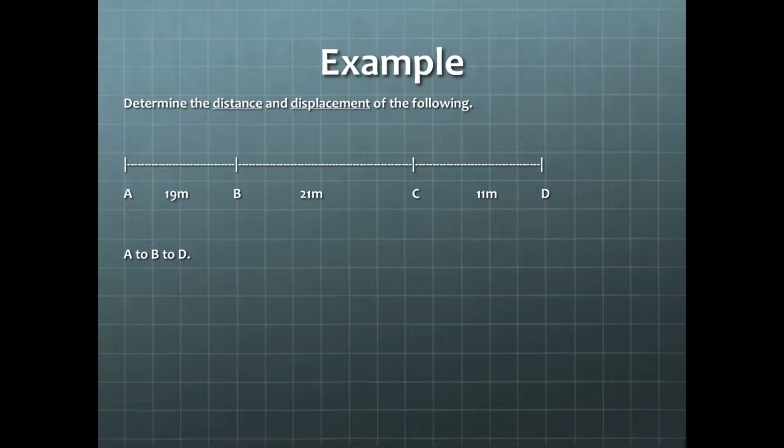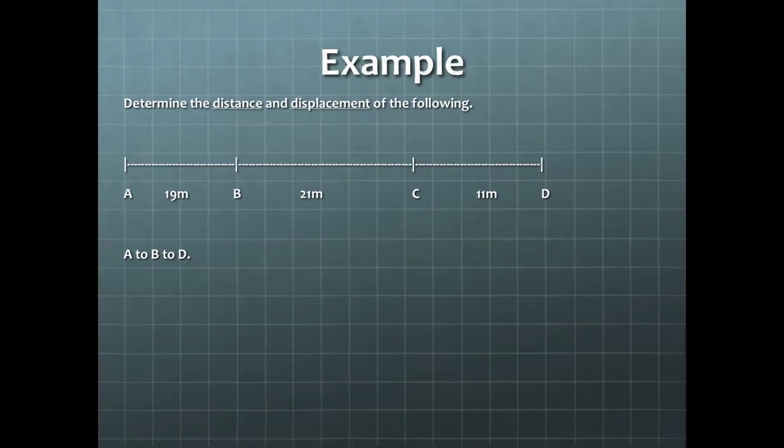Let's dive into a small physics example. We have a line here with 4 marked points, A, B, C, D, and how far apart they are, and we're to calculate the distance and displacement for the following. For the first, we start from A, go to B, and then to D. Let's go over this one.